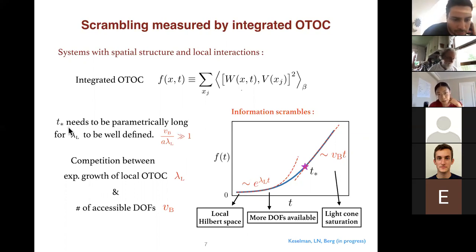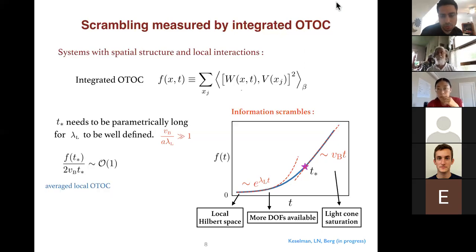So the condition for T star to be parametrically long, for the condition for lambda L to be well defined, is that this ratio, butterfly velocity over lambda L, is much larger than one. A here is the lattice constant. It's needed here to make this thing dimensionless. So this is the condition that we think, if it is satisfied, then we will be able to observe a long enough exponential regime and have a well-defined Lyapunov exponent.